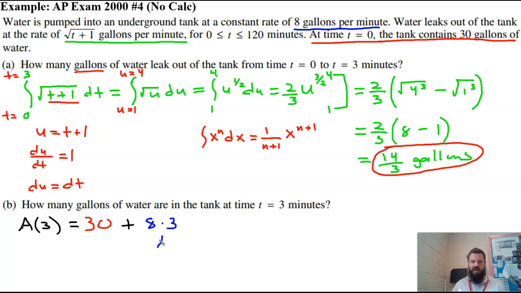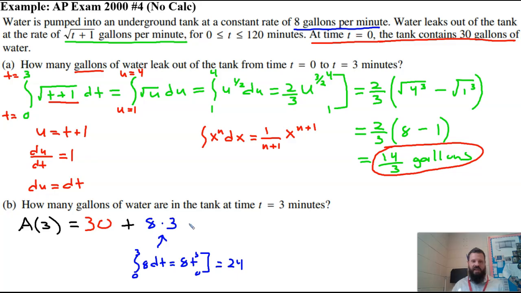Now, if I really want to make this look calculus-like, what I could do is take the integral from 0 to 3 of 8 dt, which would be equal to 8t evaluated from 0 to 3, which is just the same thing as 8 times 3, the 24 there. Okay, so if we wanted to go there and add that in, we could, but a little bit simpler. We're going to use some kind of arithmetic.